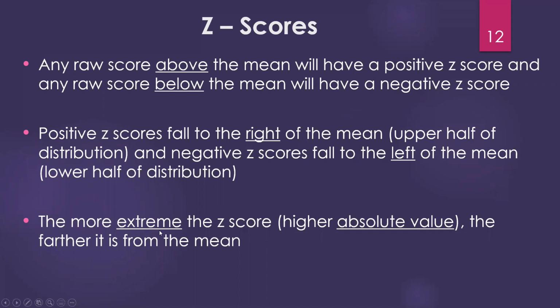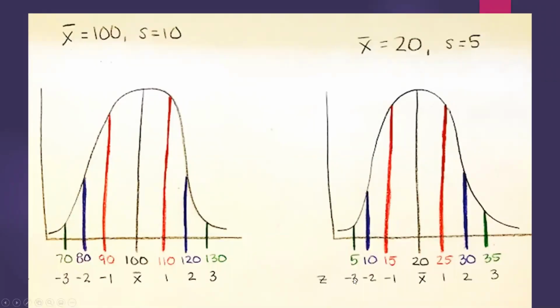And the more extreme the z-score is, meaning the higher the absolute value, the farther it is from the mean. So we can say a z-score of -3, comparing this value of 5 to 25, which has a z-score of 1. 1 is a higher value than -3, but we know 5 is farther away from the mean than 25. So it's the absolute value. Absolute value means don't count the negative. 3 is bigger than 1. So we know that 5 is farther away from the mean than 25.